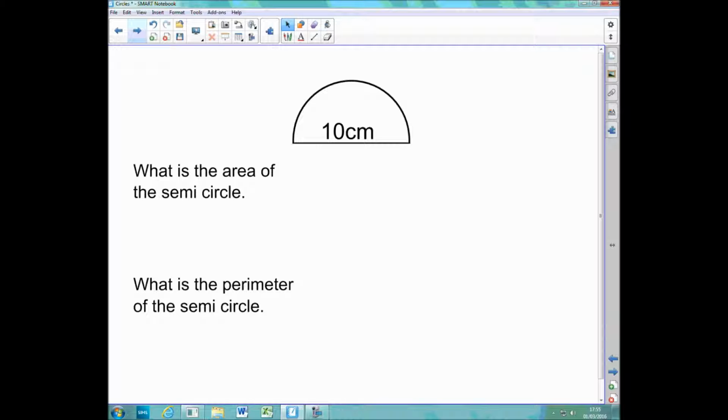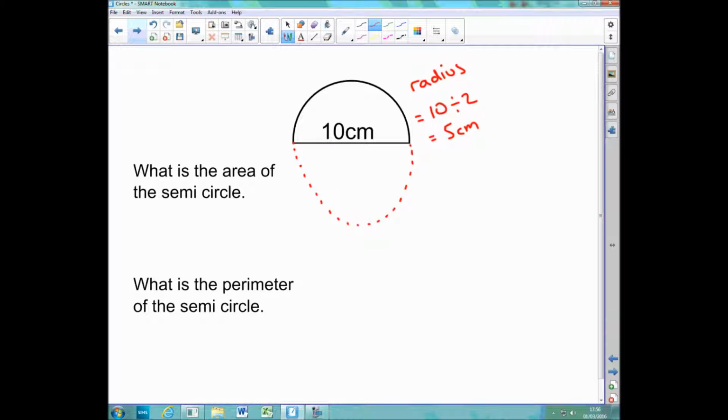Sometimes they don't give you full circles, and sometimes they'll give you parts of circles to work out. So here I've got a semicircle, and the first question is asking me to work out the area of the semicircle. So first off, I'm just going to try and recognize whether this 10 centimeters is a diameter or a radius. If I just put in, with dots, the rest of the circle, you'll probably see that this here is a diameter, not a radius. So we need to calculate the radius first. And the radius, if you remember, is half the diameter, which is 10 halved, which is 5 centimeters.